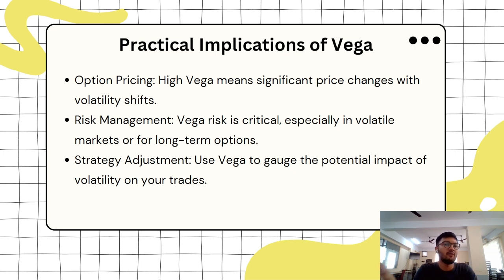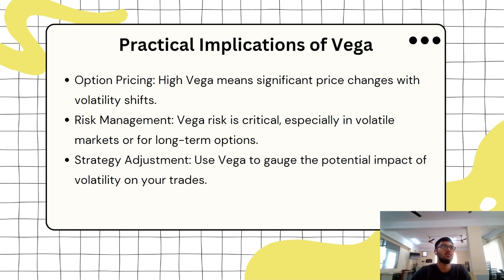All these Greeks are not equi-weighted when deciding premium prices. They are weighted disproportionately. So there's a chance at what price the premiums are going to increase because of delta, because of Vega, because of gamma, because of theta. It's not the same. Vega risk is critical, especially in volatile markets for long-term positions.